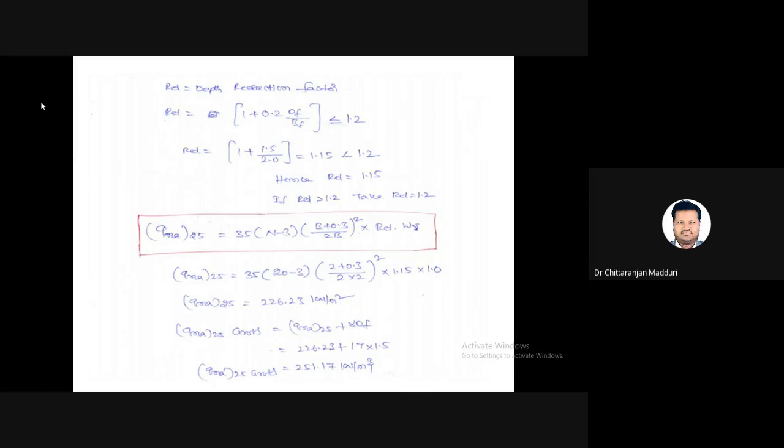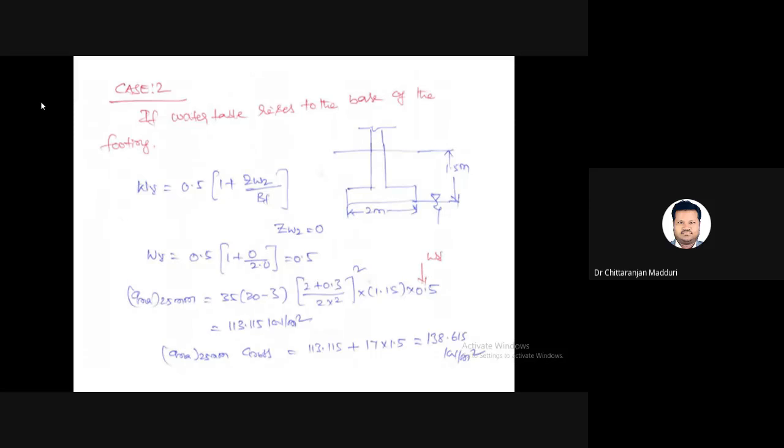So net allowable gross pressure equal to 251.17 kN per meter cube. So case 2. Earlier there is no water table correction factor because depth of water table below the footing is greater than width of the foundation. In case 2, the water table rises to the base of the footing. So when the water table rises to the base of the footing, ZW2 becomes 0. If you substitute ZW2 equal to 0, water table correction factor equal to 0.5. By substituting this 0.5 in this equation, half of the bearing capacity will be reduced.